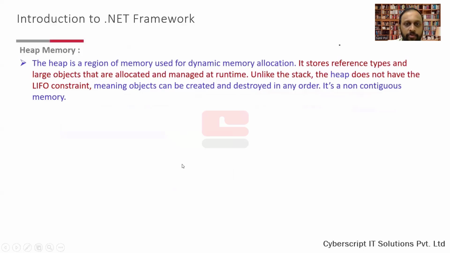The heap is a region of memory used for dynamic memory allocation. It stores reference types and large objects that are allocated and managed at runtime. Unlike the stack, the heap does not have the LIFO constraint, meaning objects can be created and destroyed in any order. It's non-contiguous memory. So as we discussed, it will not follow any principle and we can delete any objects from the heap memory in any order as per the requirement of the application.